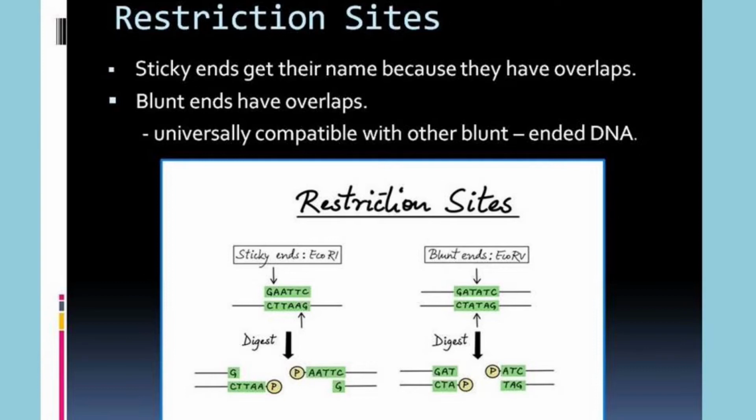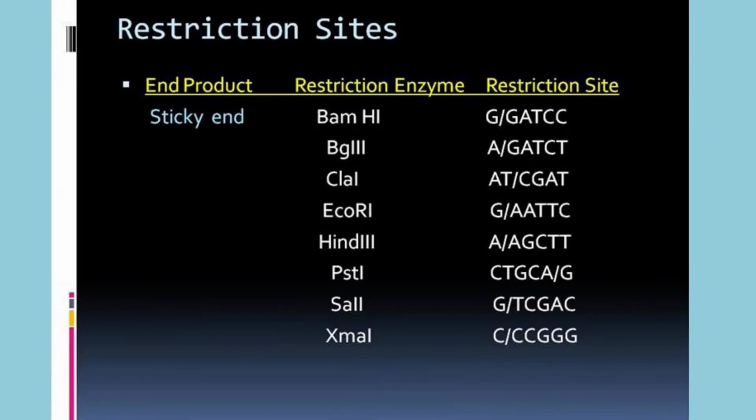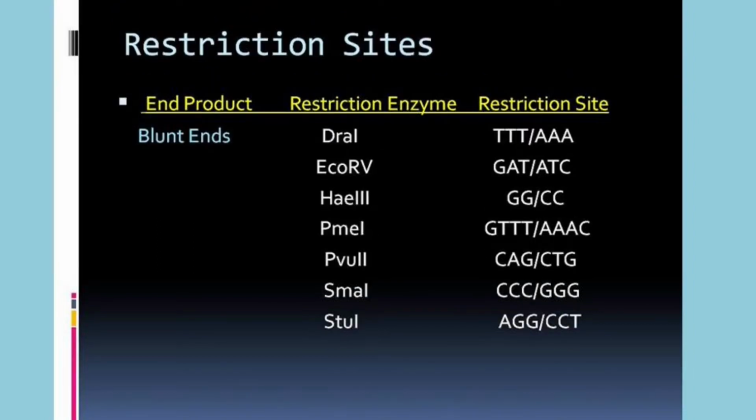The sticky ends get their name because they have overlaps, while blunt ends are universally compatible with other blunt-ended DNA. For sticky ends, the restriction enzymes are BamHI, BglII, ClaI, EcoRI, HindIII, PstI, and these are the restriction sites. For blunt ends, the restriction enzymes are DraI, EcoRV, HaeIII, PvuII, SmaI, StuI, and these are the restriction sites as follows.